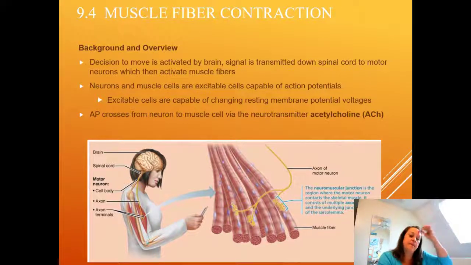So we have to get from the brain down the motor neuron. The motor neuron rests on the muscle fiber. We have to get that signal from the brain down the motor neuron, from the neuron jump over onto the muscle fiber, and down into the muscle fiber so that those things can slide across each other.